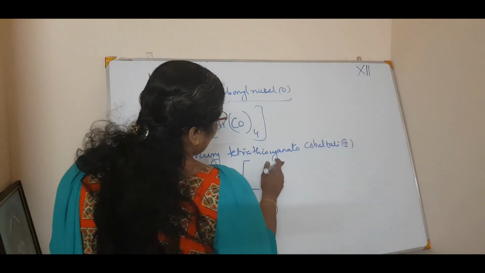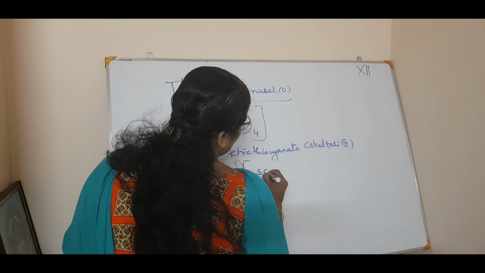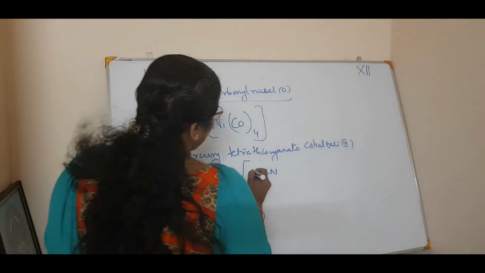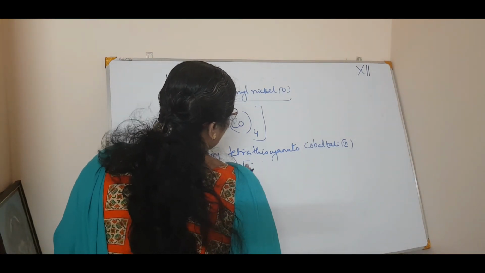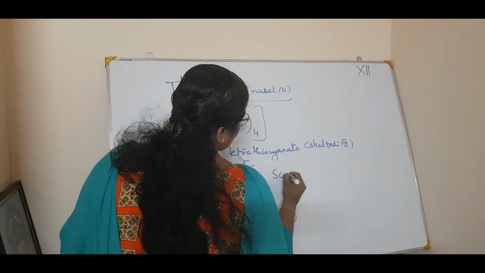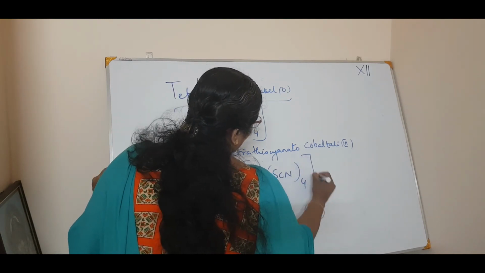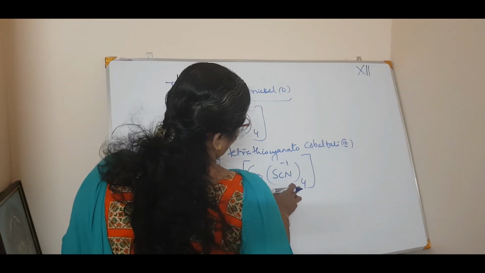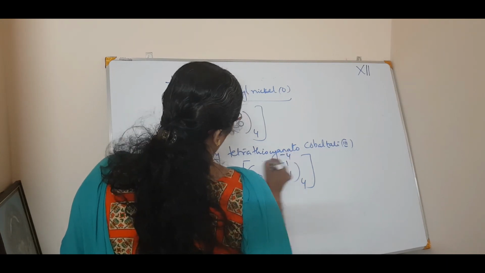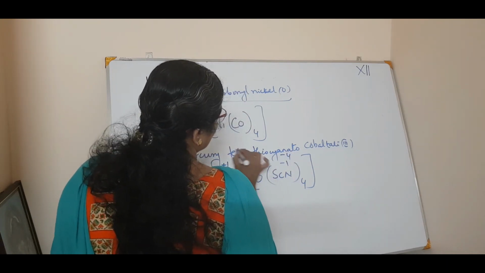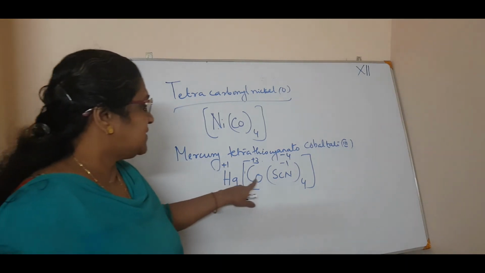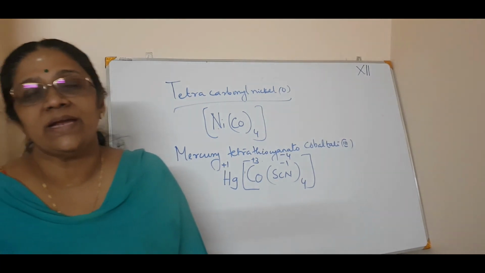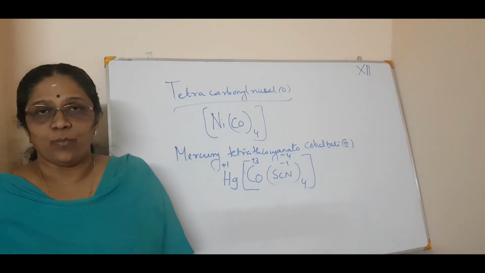Similarly, mercury tetrathiocyanato. Thiocyanato means SCN. Isn't it? SCN. First cobalt, isn't it? First we write cobalt, then SCN 4 times. SCN is minus 1, so minus 4 in total, Hg plus 1, cobalt is plus 3, correct. So Hg, Co, SCN 4 times. So this is how you write the names as well as the formula.